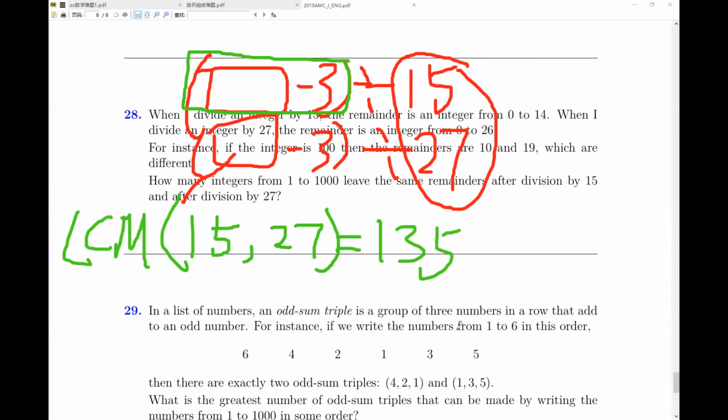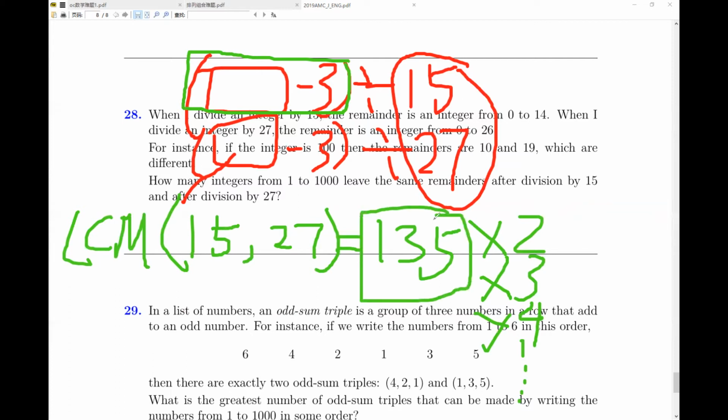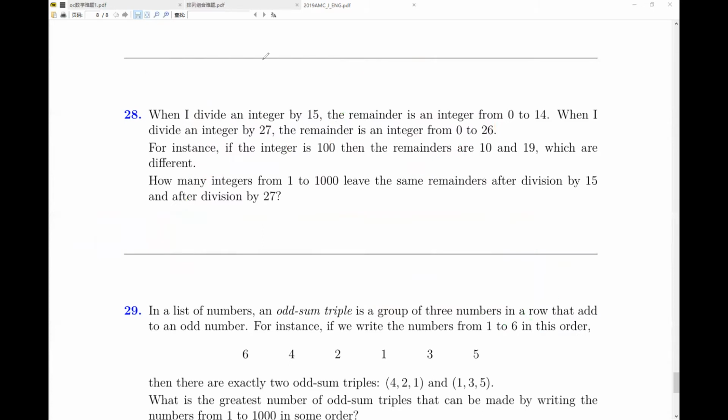135. If we find the least common multiple, we can find the other multiples easily by times 2, times 3, times 4, keep going. Those are all common multiples of 15 and 27, right? As long as we know the least common multiple, the smallest one, all the bigger ones are just times a whole number. Okay, we start from 135. Good. We draw a table.